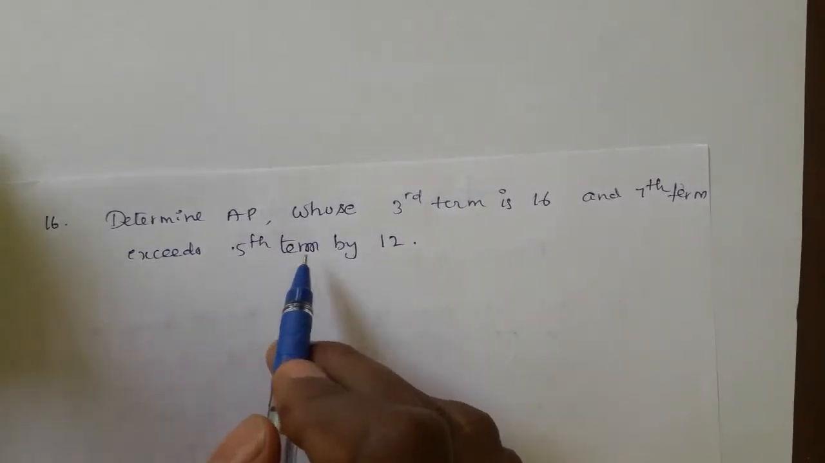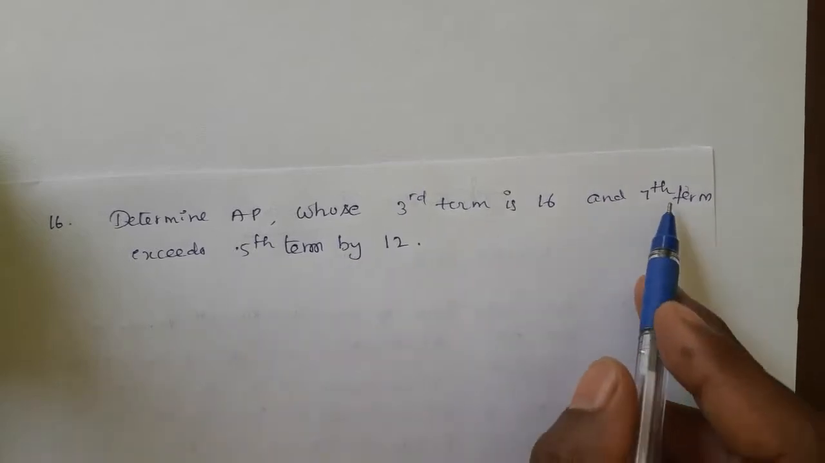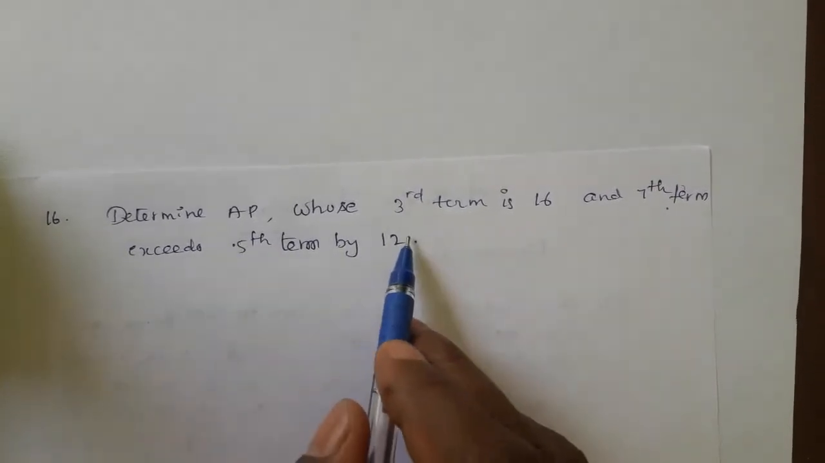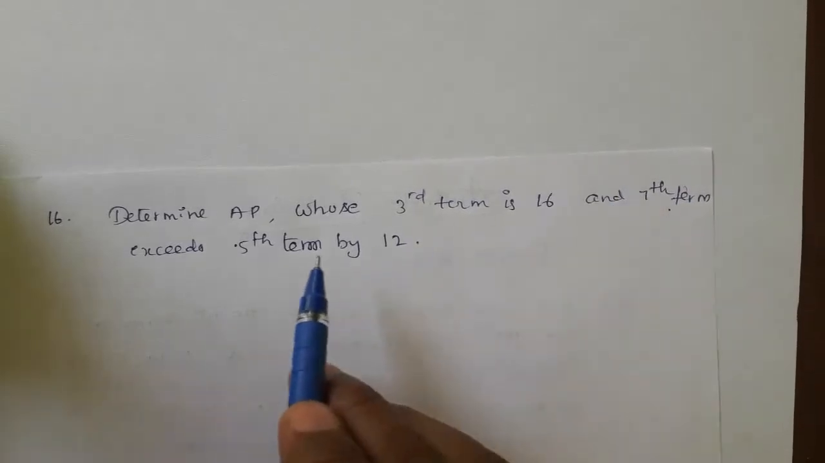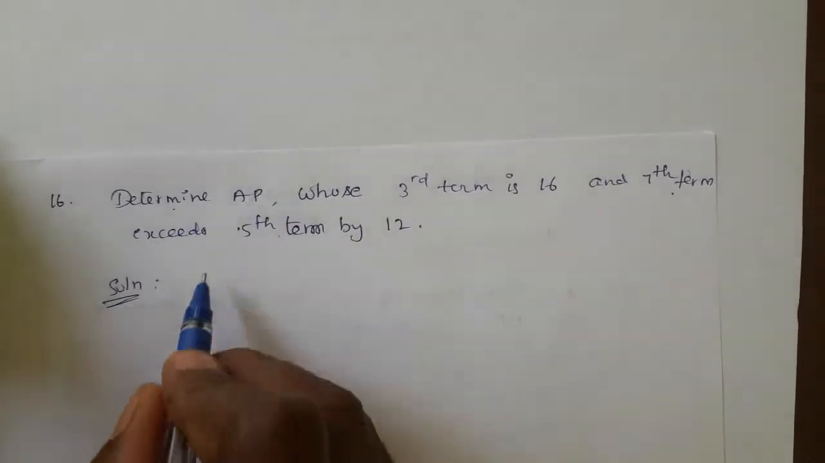Seventh term exceeds fifth term by 12. That means the seventh term is 12 more than the fifth term. The seventh term is exceeding, that means it is bigger than the fifth term. How much? 12. So the seventh term is 12 more than the fifth term. So we go for the solution with the given AP we have to find out.